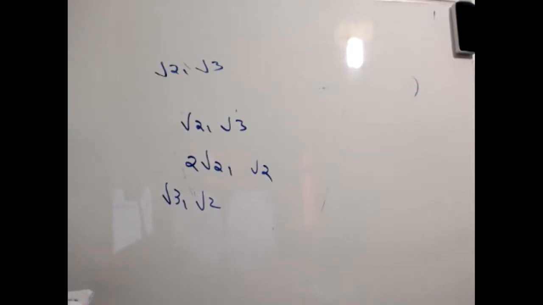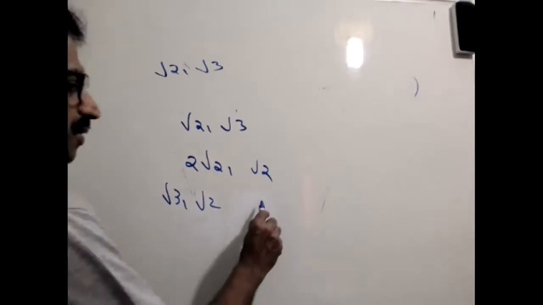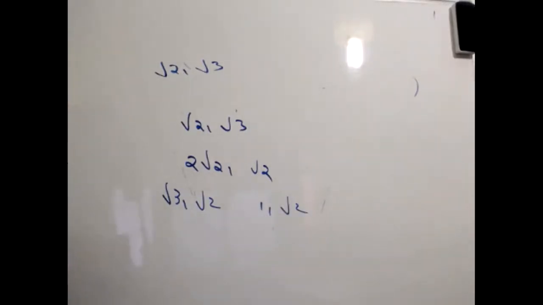Next one. Sum of a rational and an irrational number is irrational. Example: 1 comma root 2. What happened? 1 plus root 2.